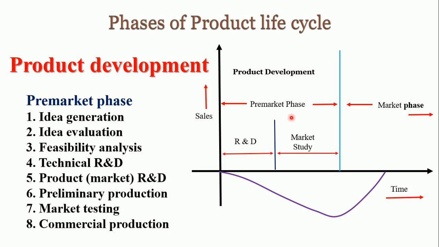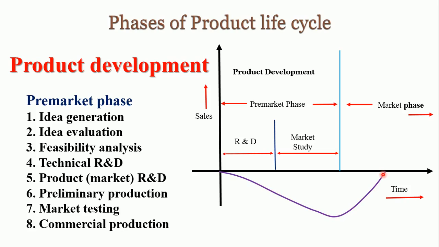What is the pre-market phase? It consists of about 8 steps. Generally these are idea generation, idea evaluation, feasibility analysis, technical R&D, product R&D, preliminary production, market testing, and commercialization of the production. Here the line increases and decreases across these stages: stage 1, steps 2, 3, 4, 5, 6, 7 and 8.